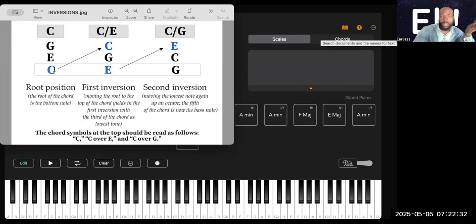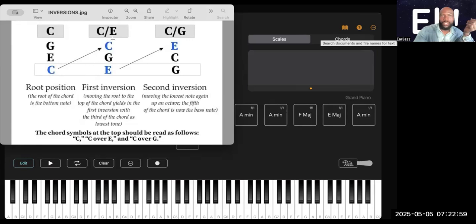That is your root position, where the root is the bottom note. And then you move up, you see that the E that forms the second note is now the bottom. At the end of your inversions, you would have played the same C, E, G, but you would have played them starting from different notes.